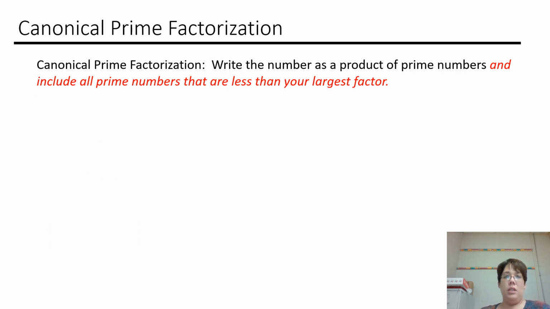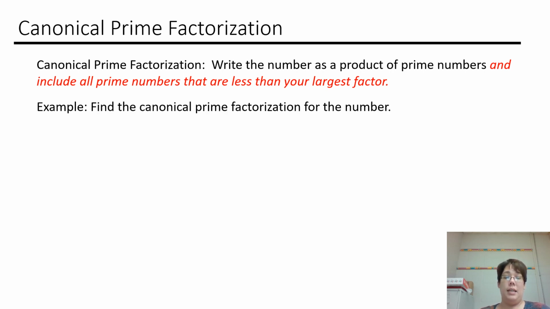Now we have this really weird thing that's called a canonical prime factorization. I really don't like this, but it is just something that is very unique. It'll just kind of blow your mind. But basically, this is a prime factorization where you include all prime numbers that are less than your largest factor. So we're going to look at an example, and you do have one like this on your homework. So let's look at the number 377.